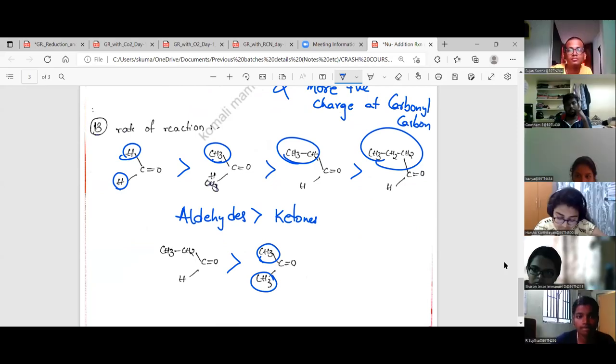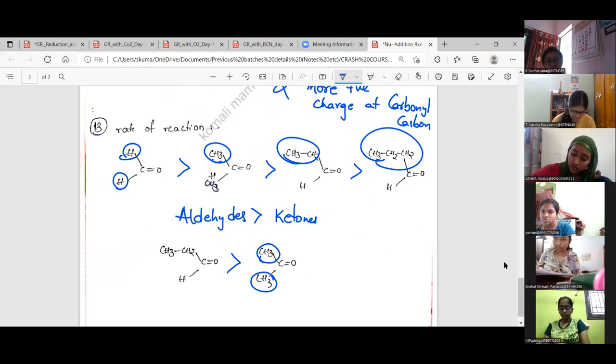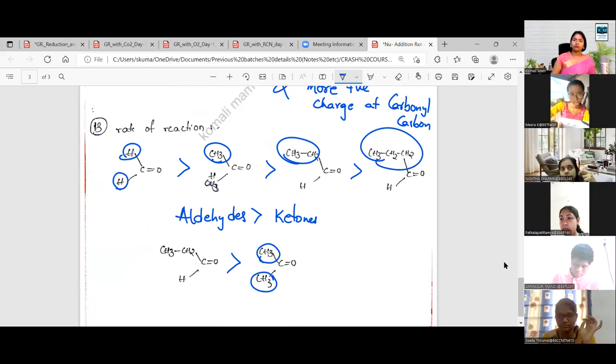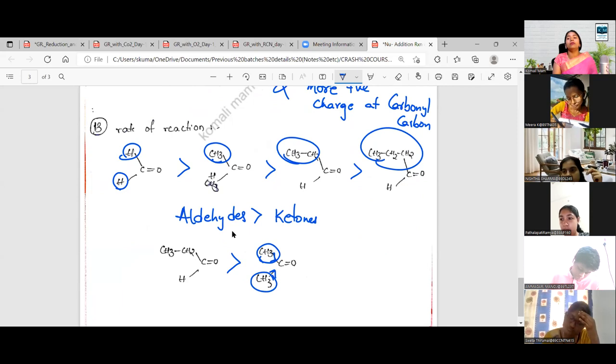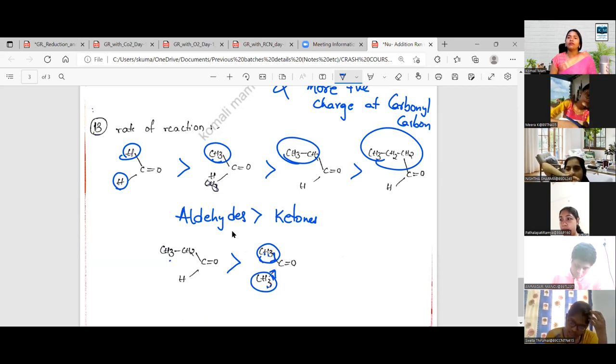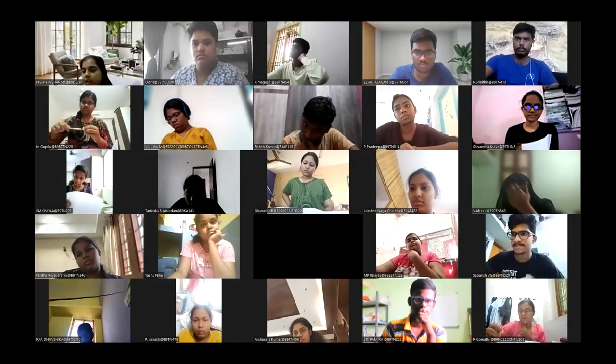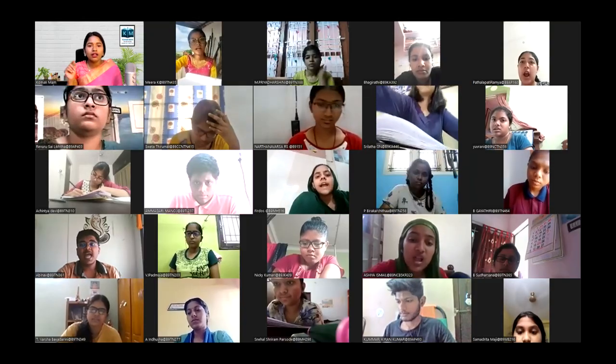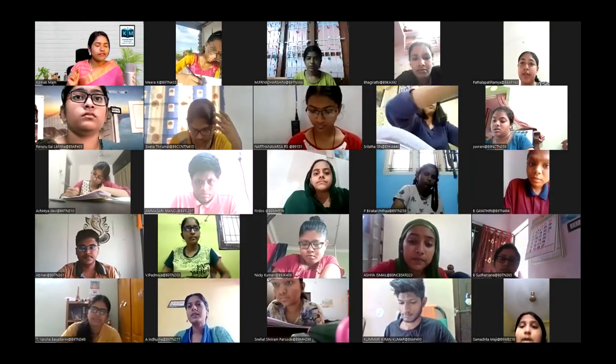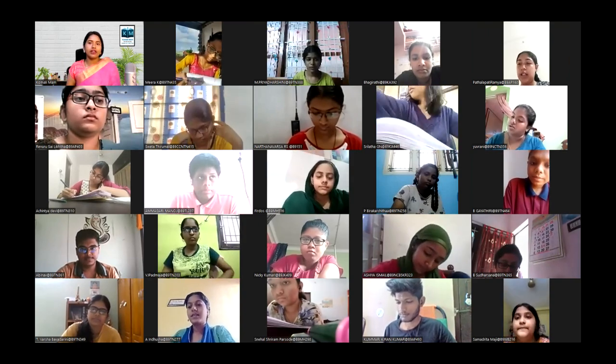Clear, everybody? See, here two groups are releasing. Releasing means giving electrons, so negative charge will be more. The nucleophile doesn't attack. More crowding. See, here two groups are crowding. The nucleophile can't attack. Less crowding, faster the reaction. Aldehydes and ketones, which one will undergo nucleophilic addition reaction faster? Aldehyde undergoes the reaction faster.